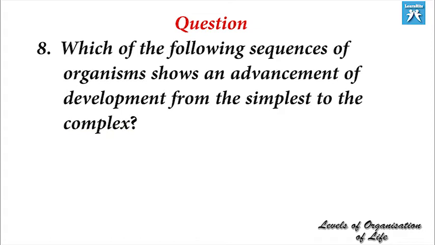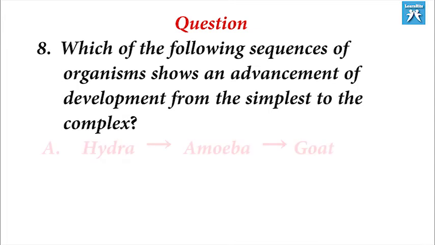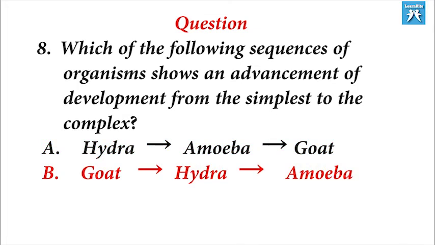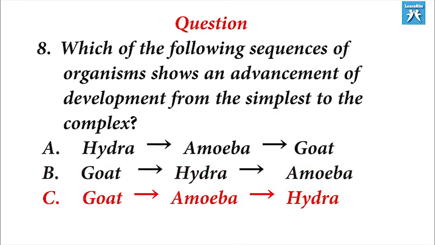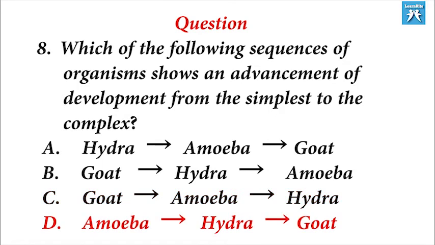Which of the following sequences of organisms show an advancement of development from the simplest to the complex? A, hydra to amoeba, then to goat. B, goat to amoeba, goat to hydra, then amoeba. C, goat to amoeba and hydra. D, amoeba, hydra, goat.